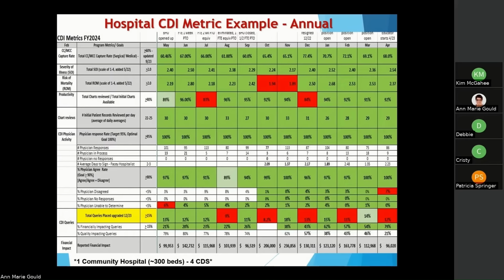In the red, you can see under your production and under your queries, it's below the benchmark. And then they also had the financial and the quality impacting queries spelled out for you every month. And then they would give you the dollar amount. So they would share this with senior leadership, because the CFO, of course, wanted to know what that financial impact is going to be. How much money did we make for them, based on what we sent for financial queries? So this is like a running annual total report, okay? You can have that. You can have monthlies. You can have a variety of ways that they can report out the metrics.